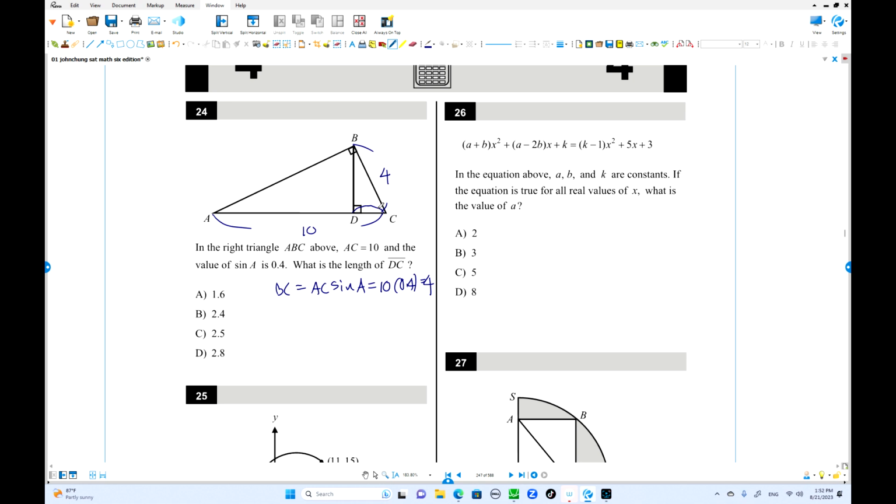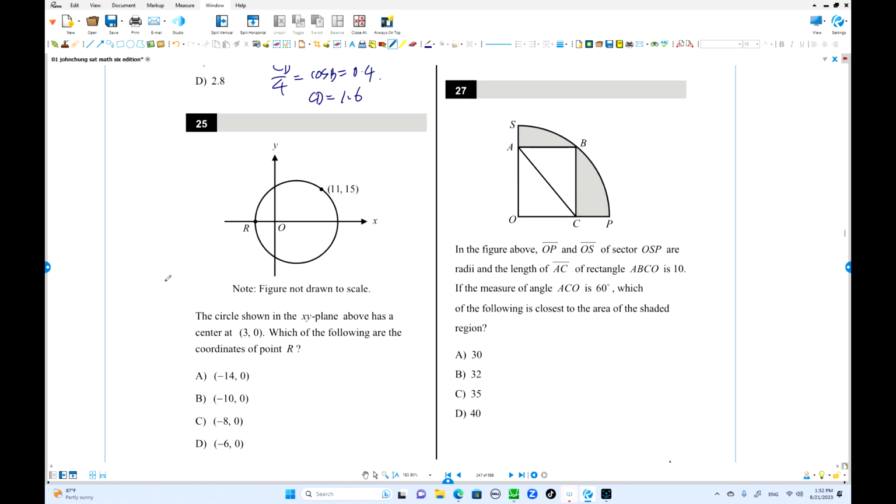There are several ways, but I'm going to use trigonometric functions. Sine A is 0.4. This is A, this is the right angle. This is A, this is B. A plus B is 90 degrees. Sine A equals cosine B, right? Using co-functions, cosine B is still 0.4. So CD over 4, that is cosine B, which is 0.4. So CD equals 4 times 0.4, which is 1.6, is the answer.